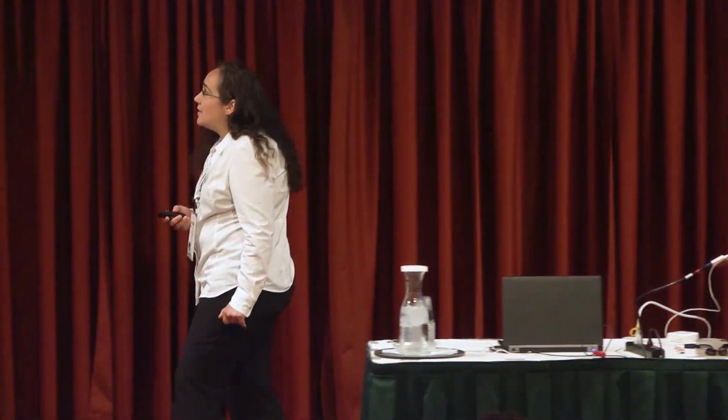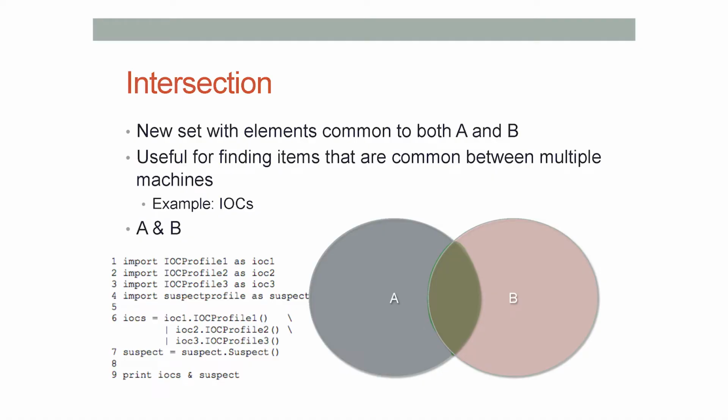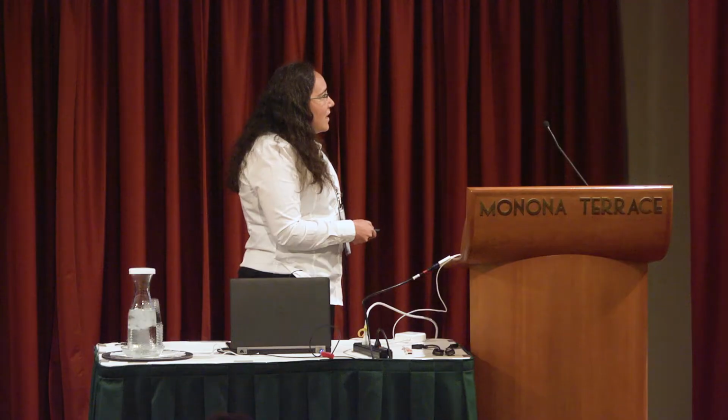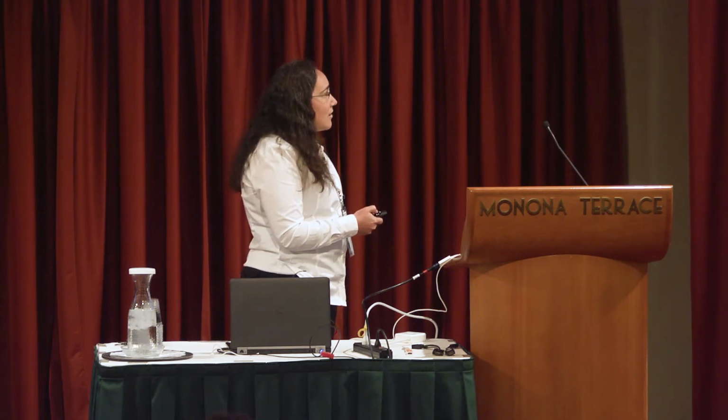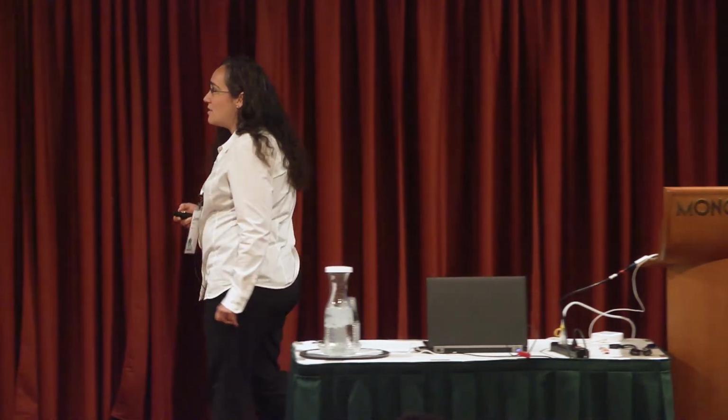We can also have the intersection. This is useful for finding things that are common between multiple machines. So for instance, if you had all these different malware profiles and you wanted to see what are the things that are common between these different families of malware, you could very easily do that. We see that we're importing all these various indicators of compromise profiles, and then another suspect profile. And we combine all the IOC profiles, and then we have the suspect profile that's created, and we just want to know what are the things that are common between those. And so we're left with that.